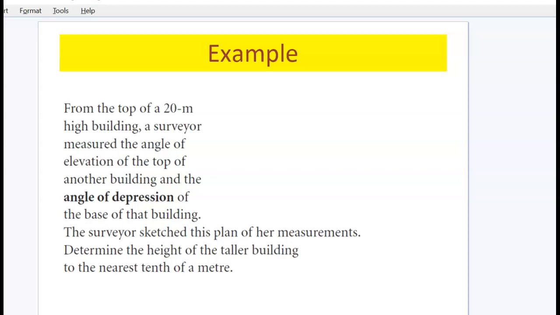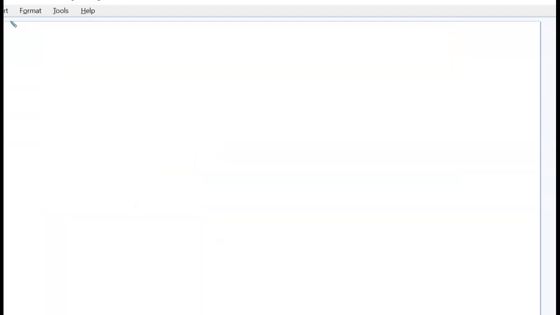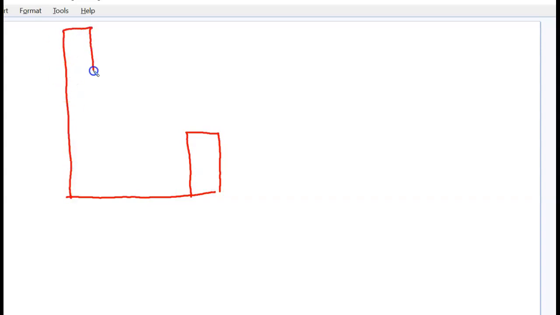First of all, we're going to say that the angle of elevation, which is not given in the problem, is 30 degrees. And the angle of depression is given at 15 degrees. Okay, so now we're going to have to, first of all, draw a diagram of this situation. So we have a small building, and we have a taller building. And it tells us that the height of the smaller building is 20 meters.